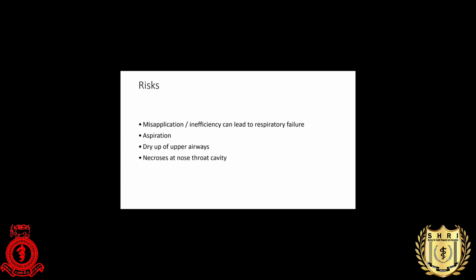The risk of non-invasive ventilation is that misapplication and inefficiency can lead to respiratory failure. There is a high risk of aspiration, especially if you use high pressure values. If you set the PEEP value above 10, there is a risk of aspiration. It will also dry up your airway and cause necrosis at the site where the mask is fitted.